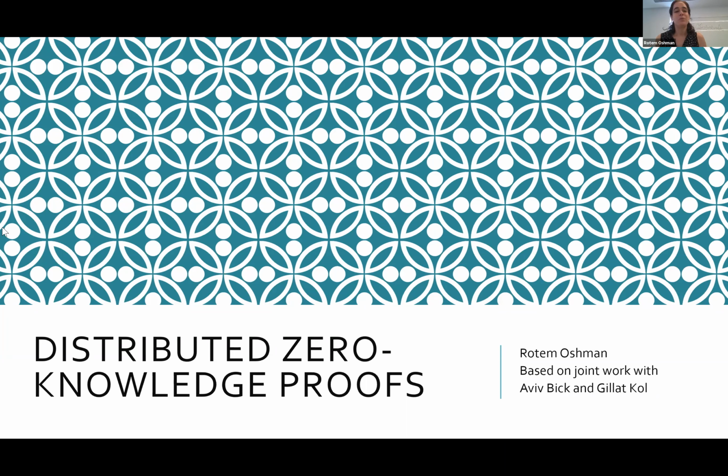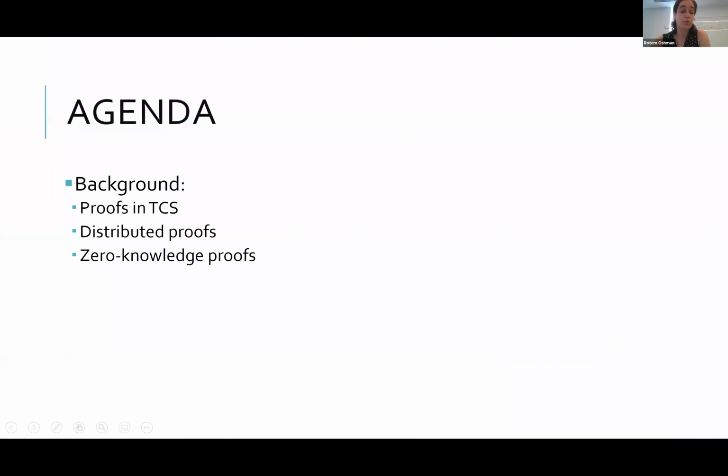So what I wanted to tell you about today is recent work with my student Aviv and with Gilat Kol from Princeton about distributed zero-knowledge proofs. I wanted to start by telling you a little bit about proofs in theoretical computer science in general, and then we'll talk a little bit about distributed proofs and proof labeling schemes. And then we'll introduce this concept of zero-knowledge proofs, and that will be pretty much the background. And then we'll talk about distributed zero-knowledge proofs.